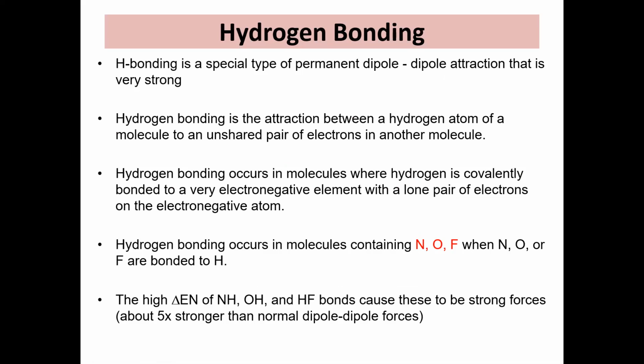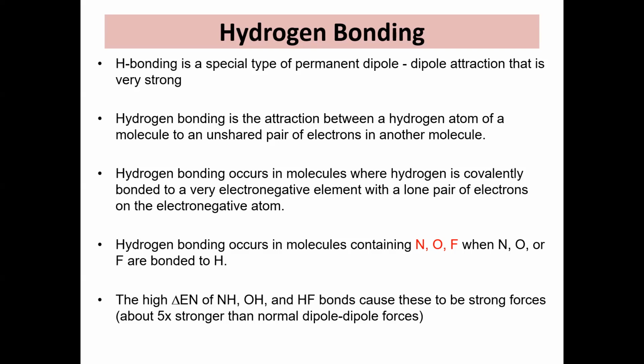Molecule A has a hydrogen atom, which has an affinity to another molecule that has an unshared pair of electrons on it. So hydrogen bonding, from the name, would always occur in molecules where hydrogen is covalently bonded to a highly electronegative atom, which also has a lone pair of electrons on it. So we are talking of two molecules. Molecule A has a hydrogen atom, and that hydrogen atom has an affinity to an electronegative element which has a lone pair of electrons on it in the neighboring molecule.